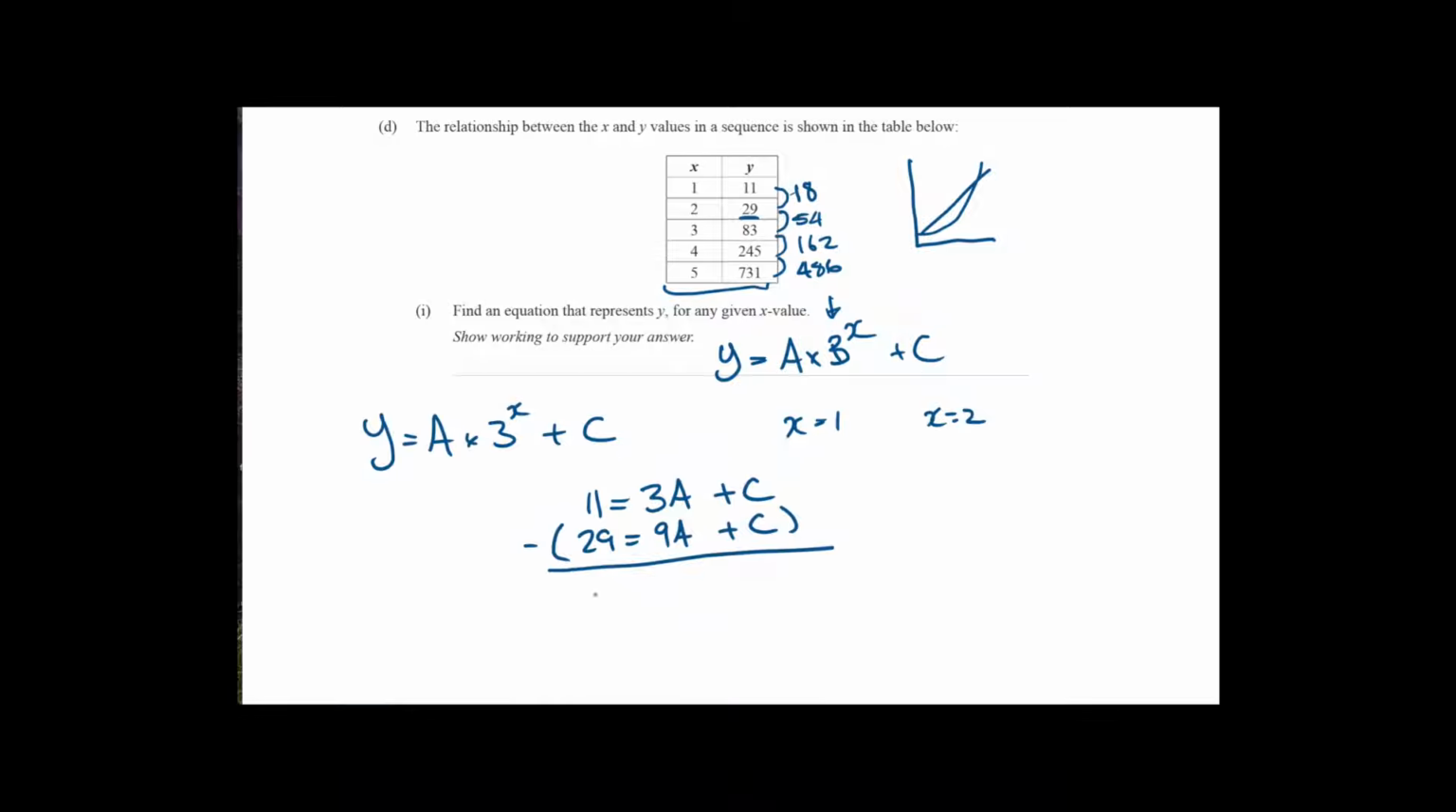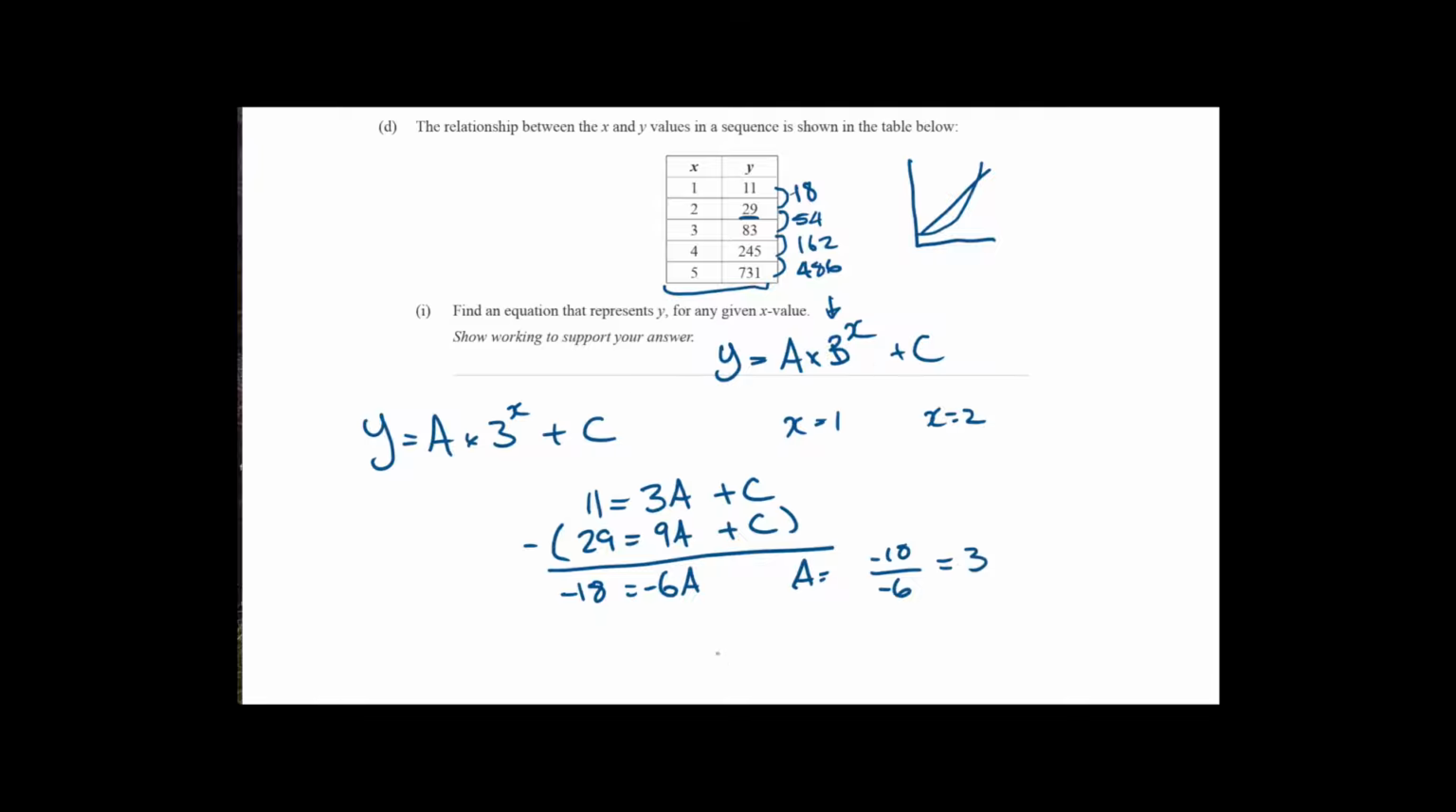Now we have just a system of simultaneous equations, and we can subtract one from the other. So 11 minus 29 is minus 18. 3a minus 9a is minus 6a, and c minus c is no c's. So now a is going to be negative 18 divided by negative 6, which is 3. So a is going to be 3 itself, which is going to be interesting.